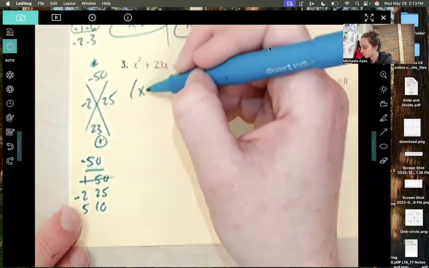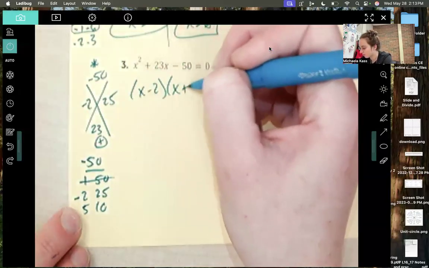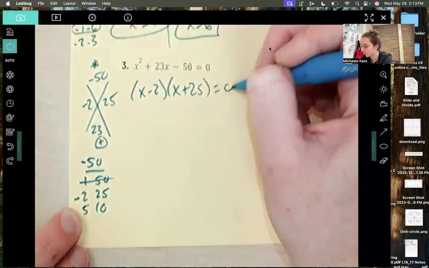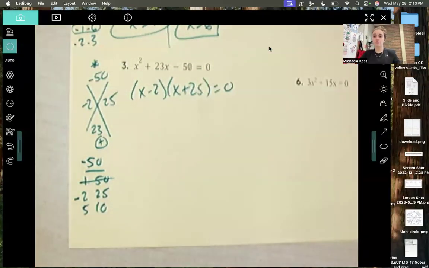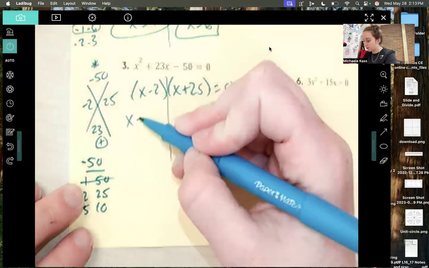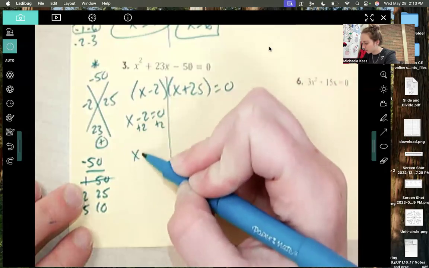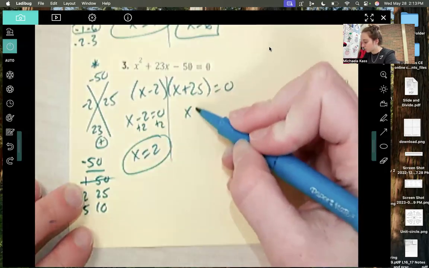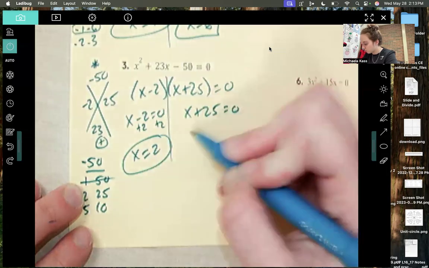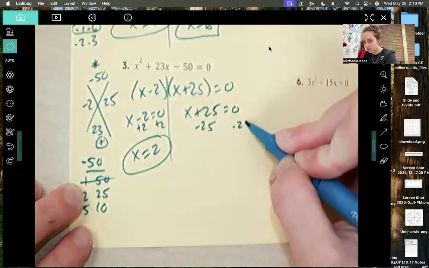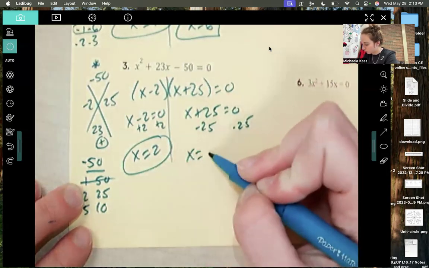So, I'd do x minus 2, x plus 25 equals 0. Then I'm going to split and again solve. So, split: x minus 2 equals 0. Add 2 to both sides. X equals 2. X plus 25 equals 0. Subtract 25 from both sides. X equals negative 25.